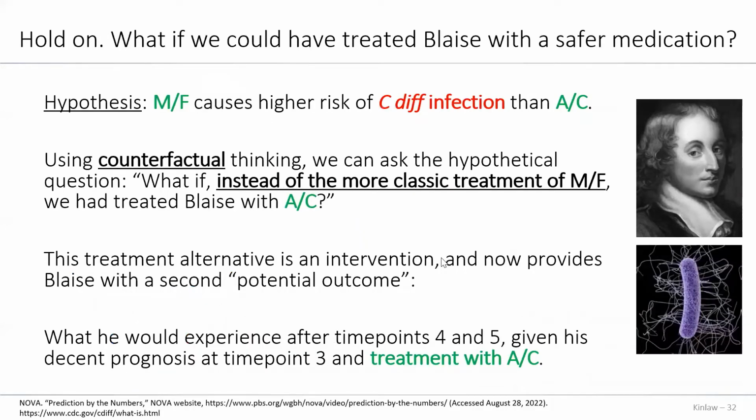What if we know about another effective treatment for diverticulitis that may not cause as much C. diff infection? Using counterfactual thinking, we can ask the hypothetical question, instead of getting the standard treatment with ciproflagyl, what if instead we had treated Blaise with amoxiclav? This treatment alternative is an intervention, and it opens up this second potential outcome for Blaise to experience, which is what he would experience after time points 4 and 5, given his pre-treatment history and treatment with amoxiclav.